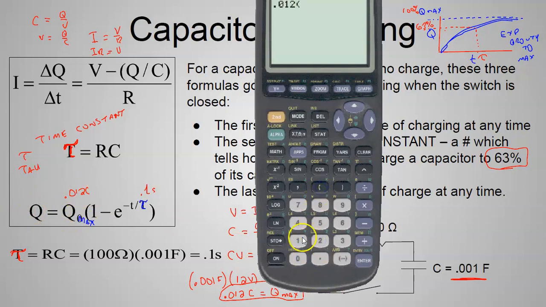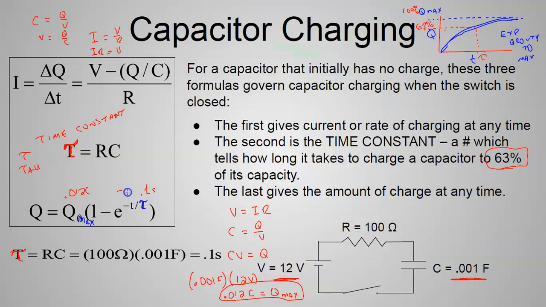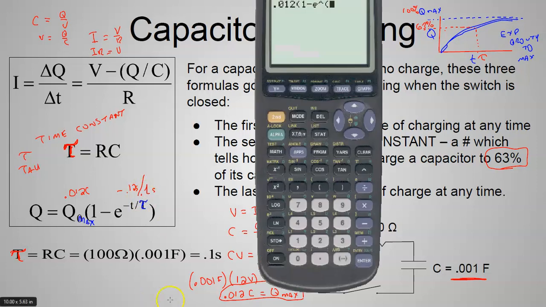Put in your parenthesis, 1 minus, right there's that E in yellow, so I've got to hit the yellow button and then E. And we wanted to say, what was it? What did I say? 0.12, I think. So I've got a negative 0.12 seconds over 0.1 seconds right there. T over tau. And that's going to look like this.